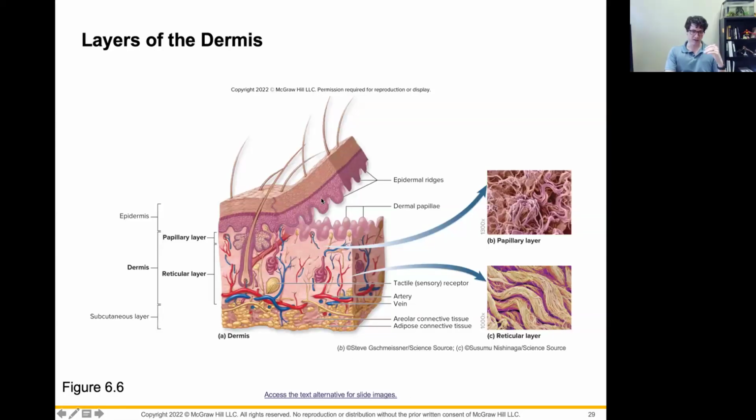Now, underneath the epidermis and the dermis, we have the subcutaneous layer, or the sub-Q layer, or the hypodermis, hypo meaning underneath the dermis. These are all different words that can be used to describe the subcutaneous layer or the hypodermis. Now, one thing to keep in mind here is this is technically not part of the integumentary system.